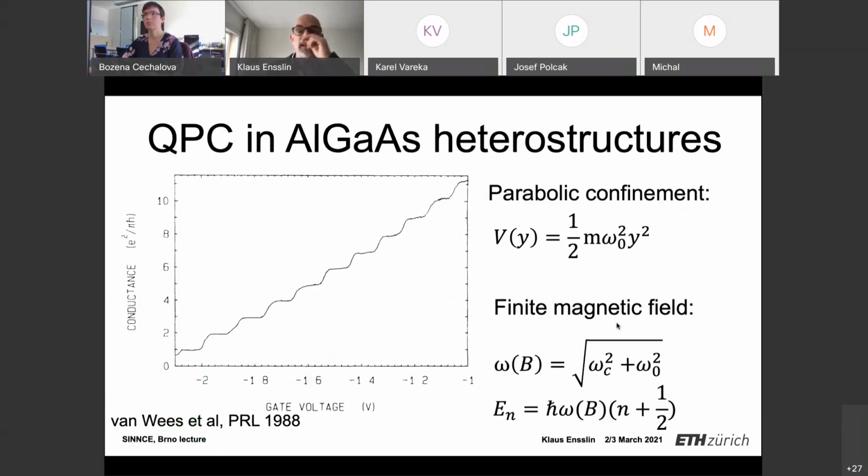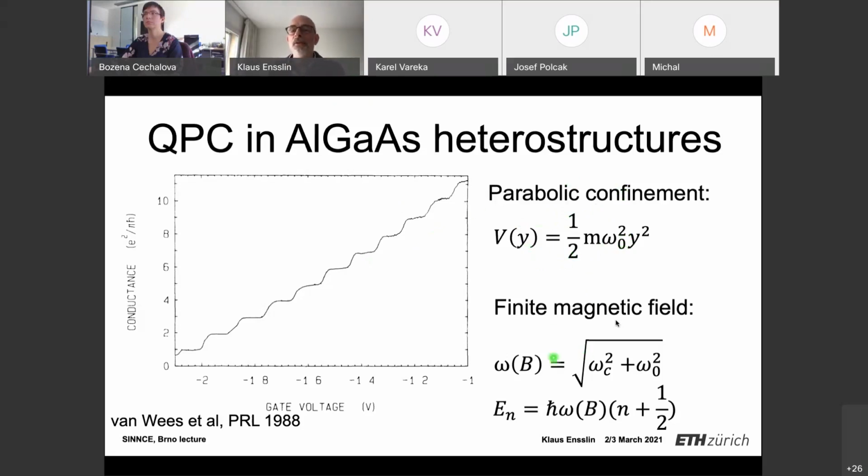Now, this can be understood in a fairly straightforward manner. So you have this split gate electrode, and this split gate electrode leads to a confining potential. And because all of this is electrostatics, in first approximation, you could say this is a harmonic oscillator. So the y direction is the direction perpendicular to the direction of current flow and the direction of the confinement.